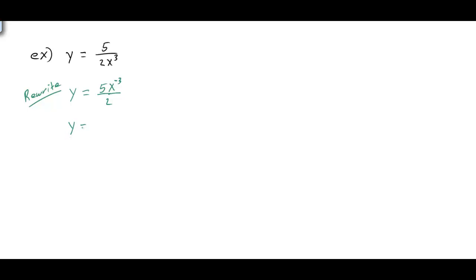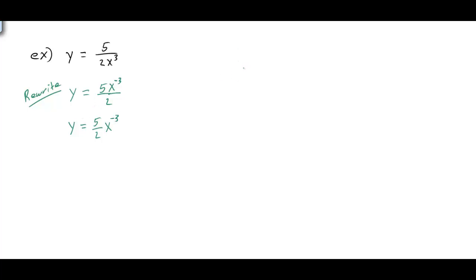Or what I prefer is we could actually think of this as the same thing if we were to write this as 5 halves x to the negative 3. I just think if you're taking the derivative, this maybe looks a little bit nicer. And again, all we're doing here is pulling the 5 halves out.